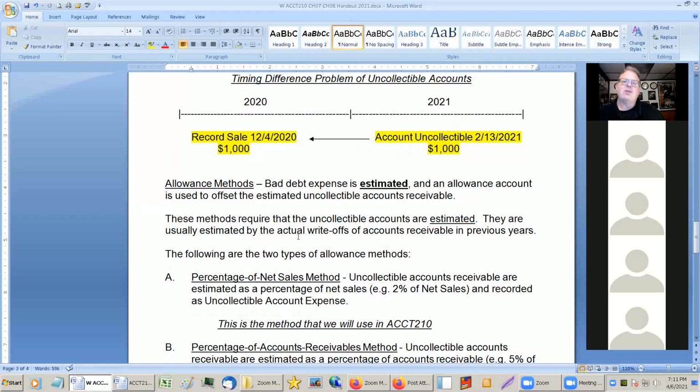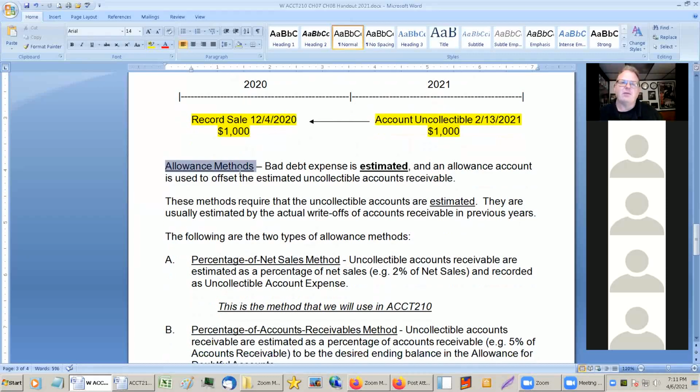And what we do is we actually have what they call allowance methods. And there's going to be an allowance account, and it's a contra account, similar to accumulated depreciation. It's going to go against the accounts receivable. And it's there because the balance in the accounts receivable is probably not realistic, that there's going to be some accounts that go bad.